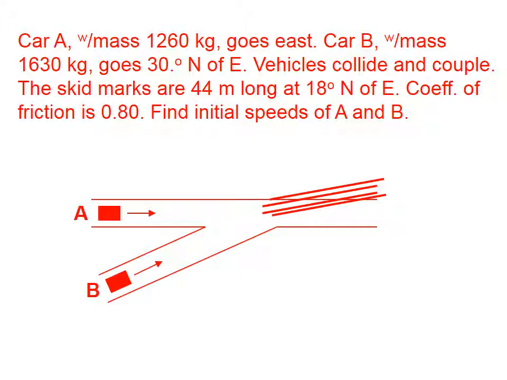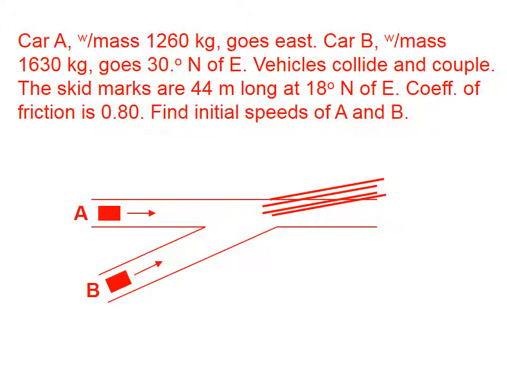In this problem, we are going to play the part of a crash site investigator. Our job, based on this information, is to try to figure out what the speeds of cars A and B were at the time of crash.